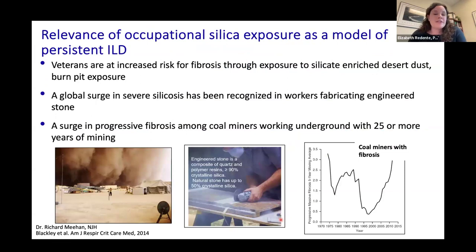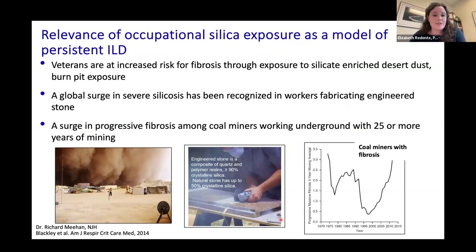And the last model that I want to briefly talk about is another model of persistent disease. And this is really the relevance of occupational silica exposure. And we know that our veterans are at increased risk for fibrosis and other airway-centric diseases through their exposure to silicate-enriched desert dust and burn pit exposure. Additionally, there's been a global surge in severe silicosis that has been recognized in workers dealing with fabricated and engineered stone, for example, granite countertops.